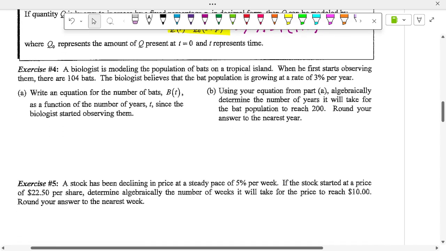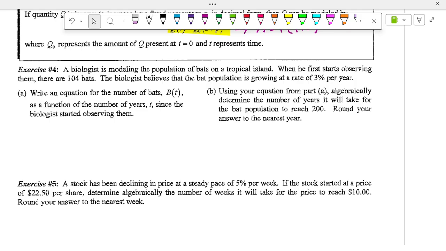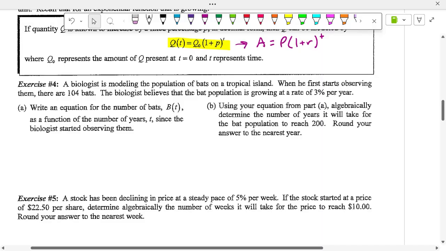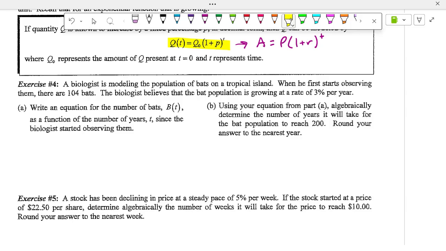So let's start by writing out an equation. A biologist is modeling the population of bats on a tropical island. When he first starts observing them, there are 104 bats. And he believes that the rate is growing at 3% per year. Now, we first want to write an equation for the number of bats, which we'll call B of t, as a function of the number of years t.